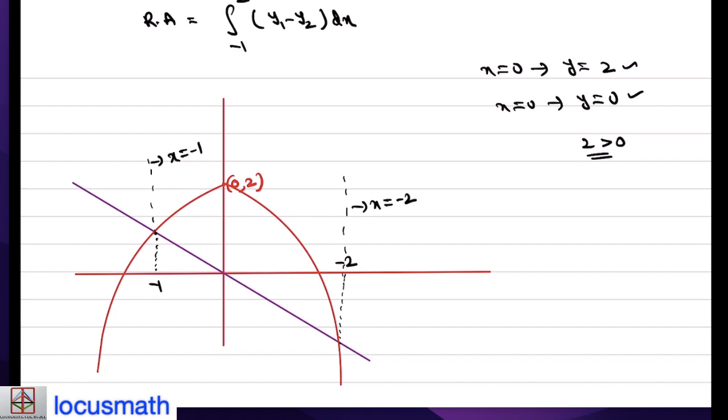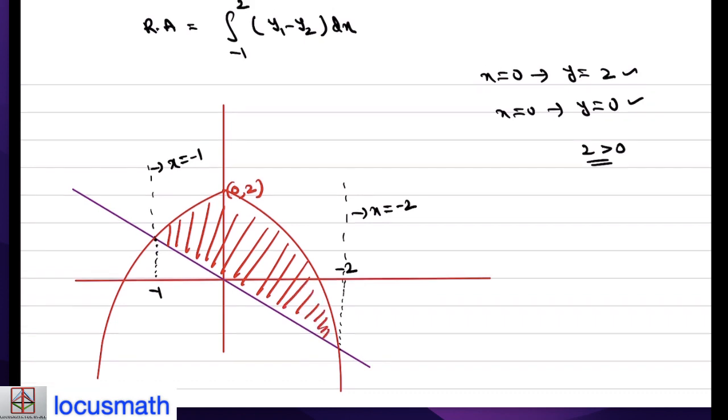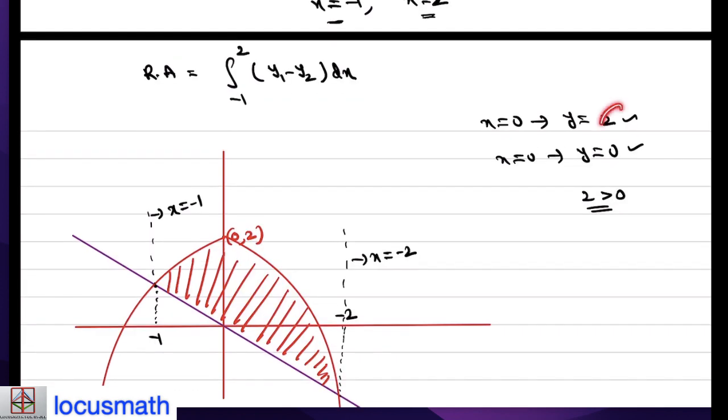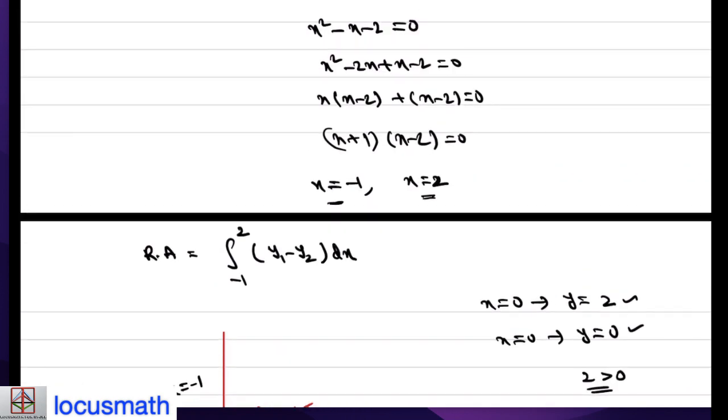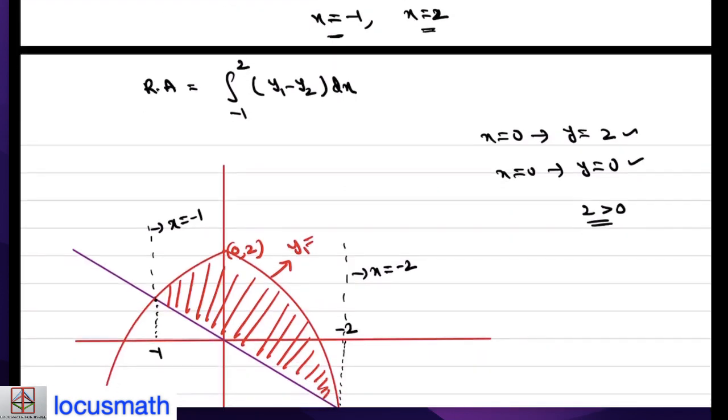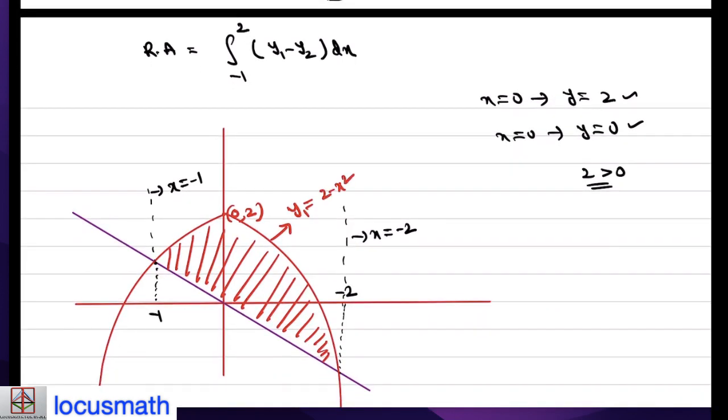Now our required thing is what? Our required area is in between -1 to 2, the area bounded by this line and the parabola. This is the required area, the shaded area. Here we have seen this 2 is greater than 0. That's why this y1 is the parabola, and this y2 is the line. So here see, y1 is 2 minus x square. So this y2 is -x. You can write like this.